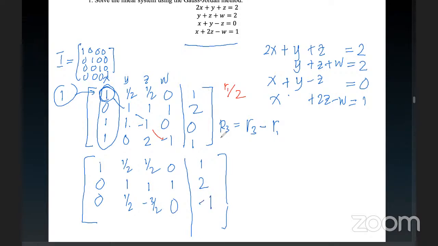Now for yung row, sa ating row 4 naman, dapat 0 din to, di ba? So in reference to the pivot, yung row 4 natin para maging 0 siya, so we subtract row 1. Ayan, so 1 minus 1, 0. 0 minus 1 half is negative 1 half. Nasa tapat lang sila. Ayan, 2 minus 1 half is what? 3 halves. And then negative 1 minus 0 is negative 1. 1 minus 1 is 0.